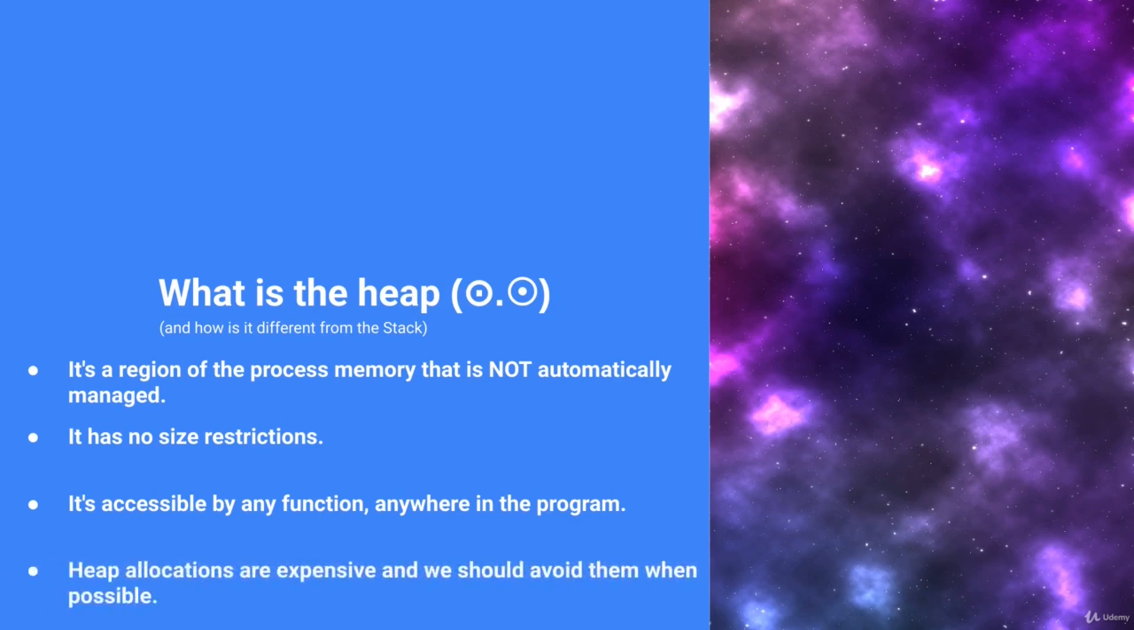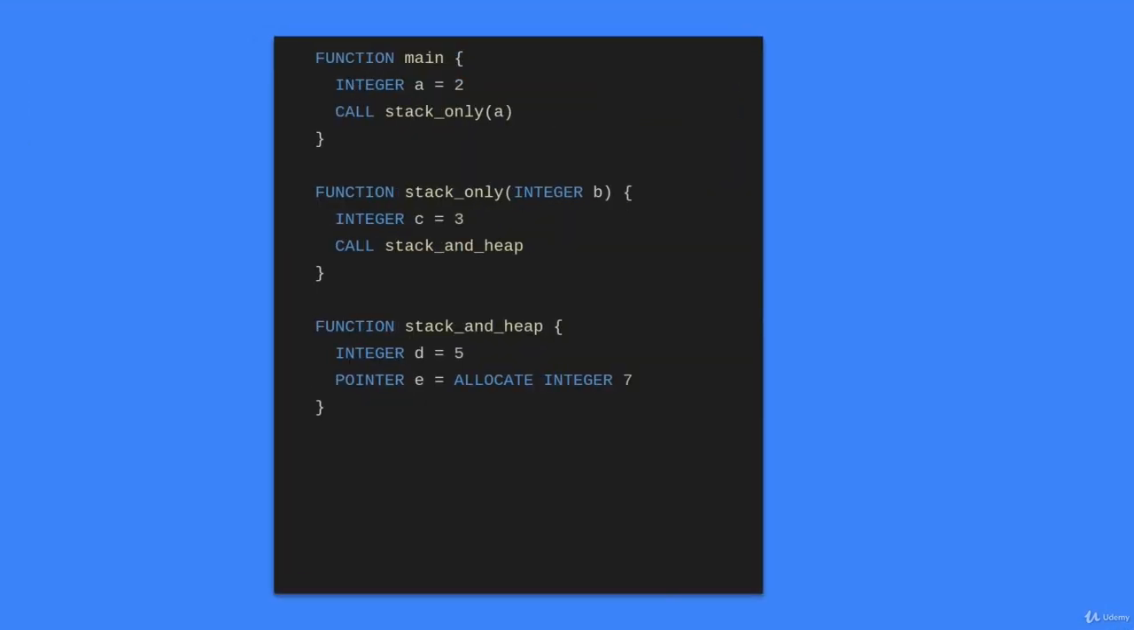And heap allocations can be expensive and we should avoid them when possible. Because if a program allocates and deallocates a lot of blocks on the heap, eventually the heap will get fragmented, and that makes it much harder to efficiently find the necessary space for new allocations. So again, let's walk through an example to understand this better.